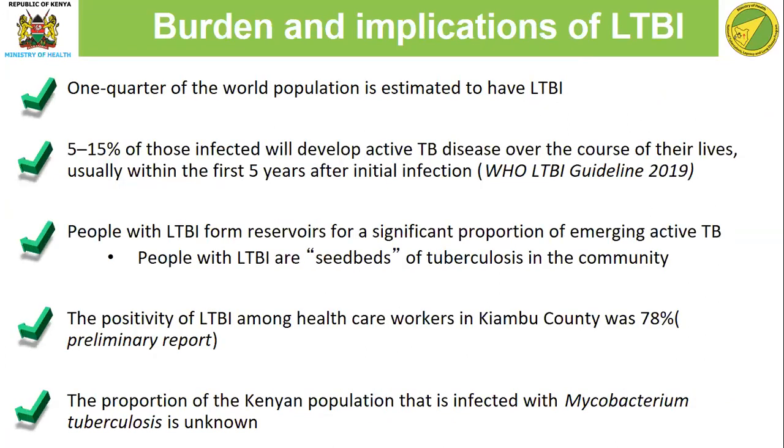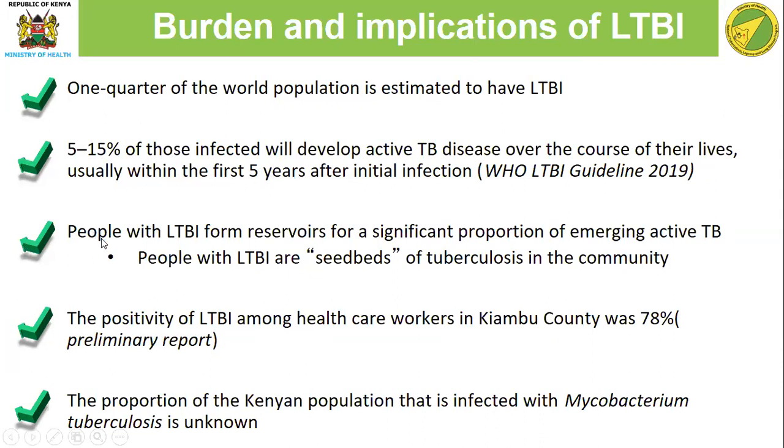So the burden of latent TB: it's estimated globally that 1/4 of the world population have latent TB. However, not all of them will progress from latent to active. So the risk of progression varies. It's estimated that 5 to 15 percent of those who are infected will progress to TB disease, usually within the first 5 years after initial infection or after initial exposure to the TB patient.